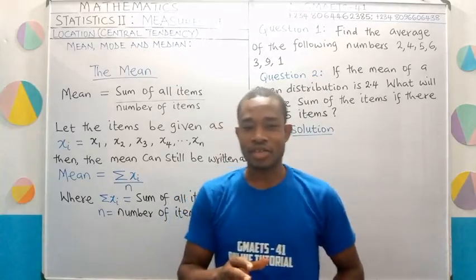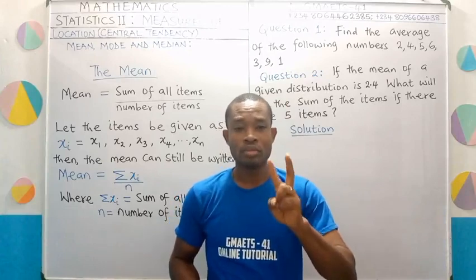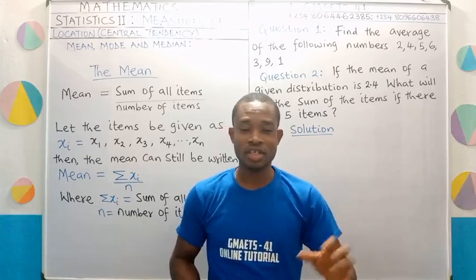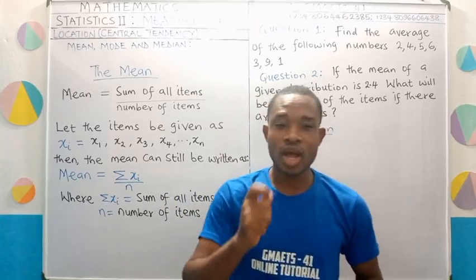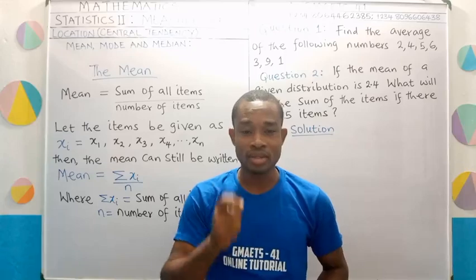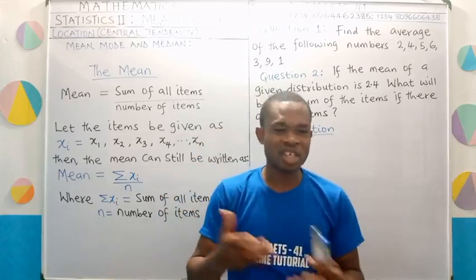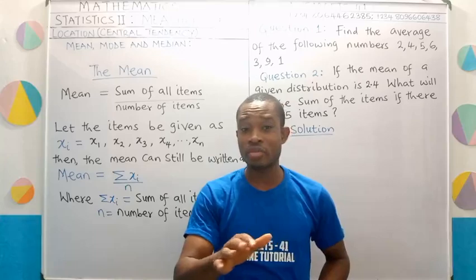In our last class, we solved questions on two measures of location, the mode and the median. In this class, I'll be teaching you how to calculate the mean. And from the mean formula, the mean is the same as the average, or you can also call it the arithmetic mean.